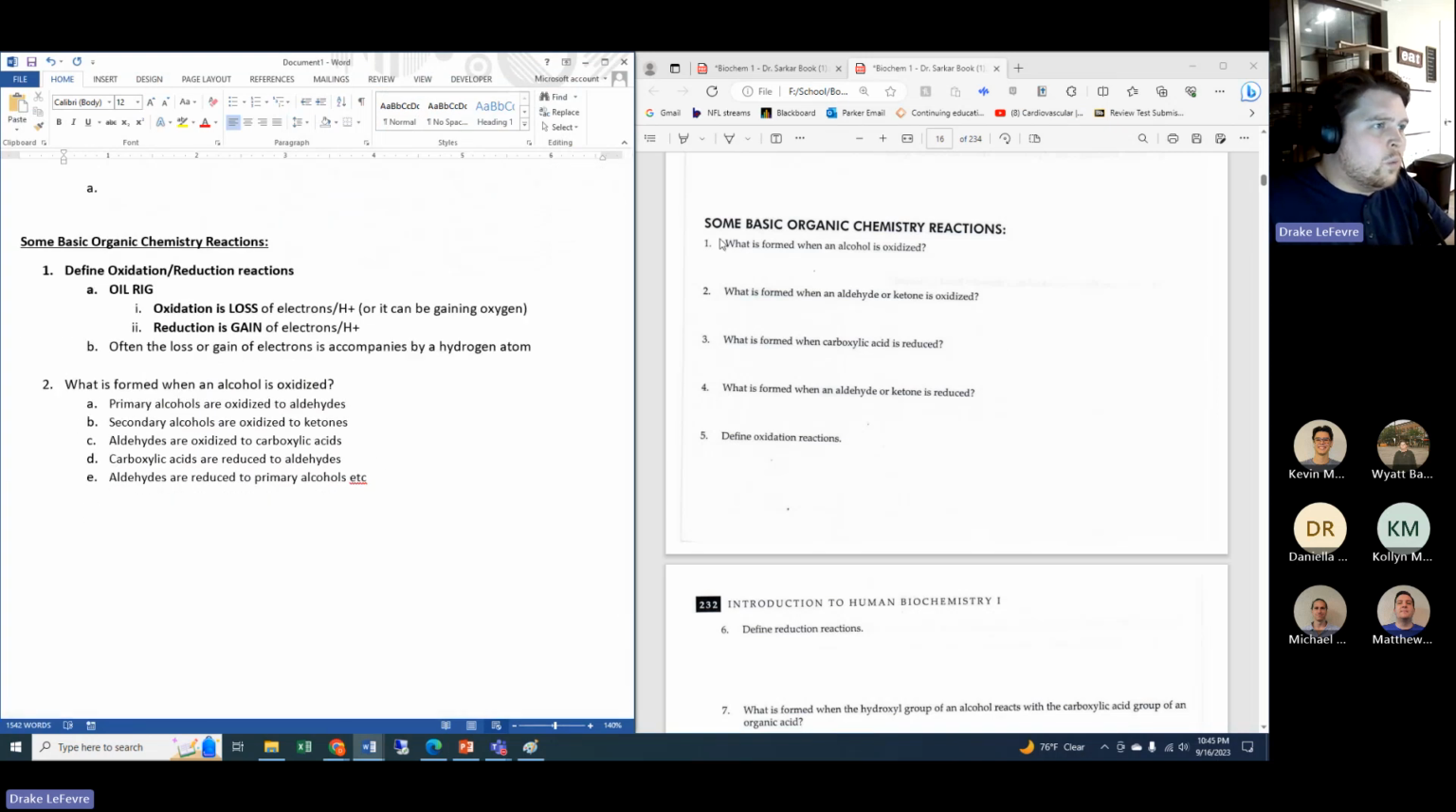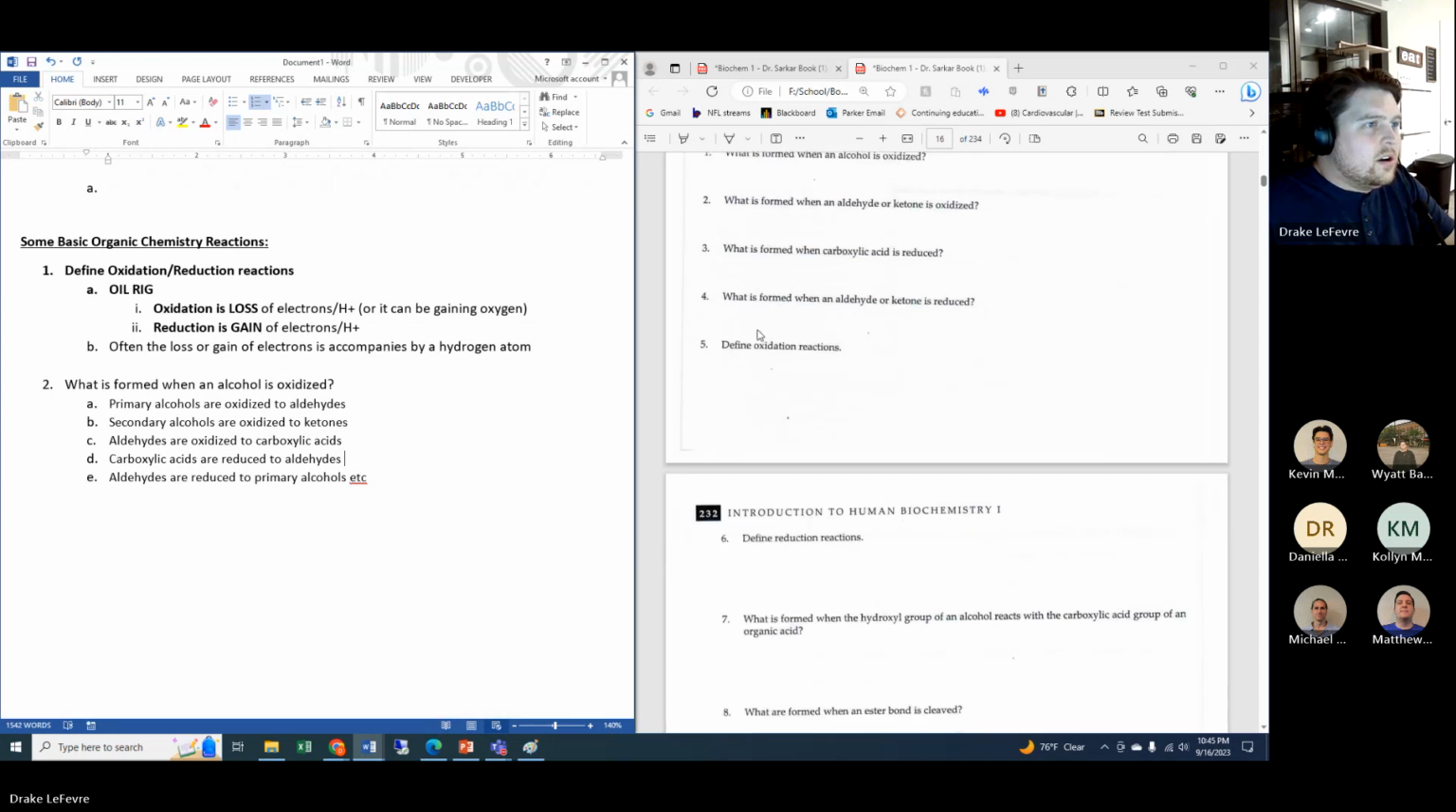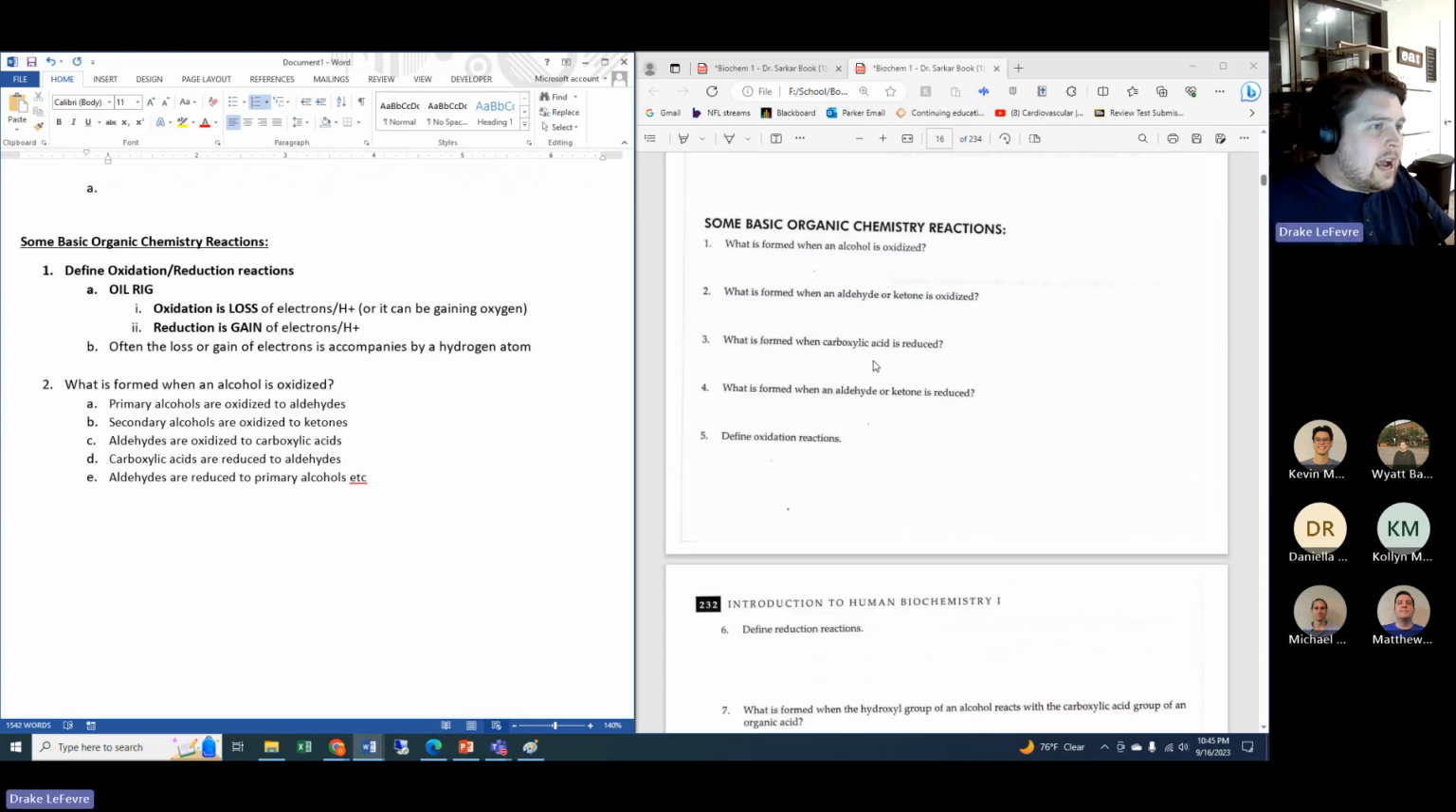So for example, what is formed when an alcohol is oxidized? Primary alcohols are oxidized to something called aldehydes. What is formed when an aldehyde or ketone is oxidized? The aldehydes or ketones are oxidized to what's called carboxylic acids. What is formed when carboxylic acid is reduced? This is a good thing to remember.